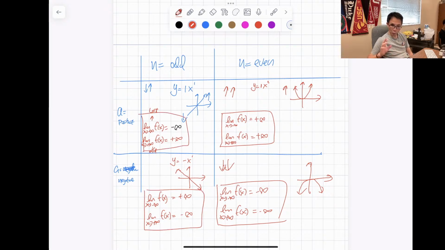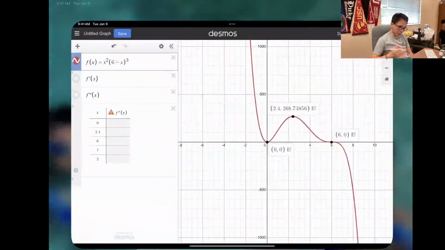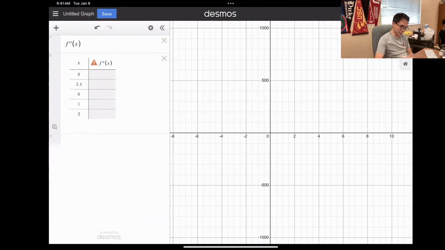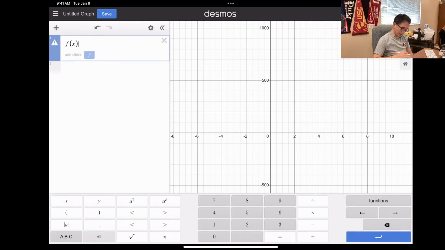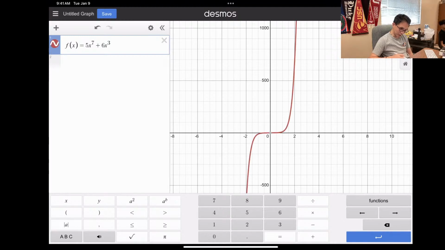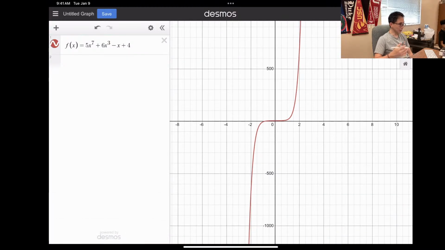Now I'm going to show you what happened here. Let's just assume that there is some function, right? And I don't know what it is. f of x is equal to 5x to the 7 plus 6x squared, x to the third. This is a polynomial, by the way, minus x plus 4. Something like that. But if you pay attention, it's up to 7.